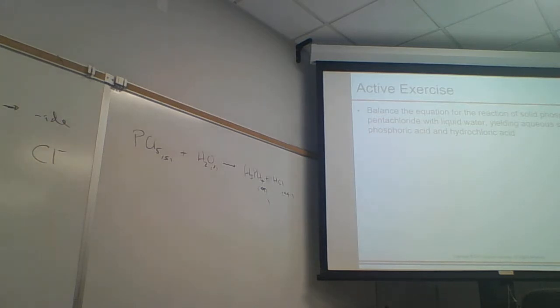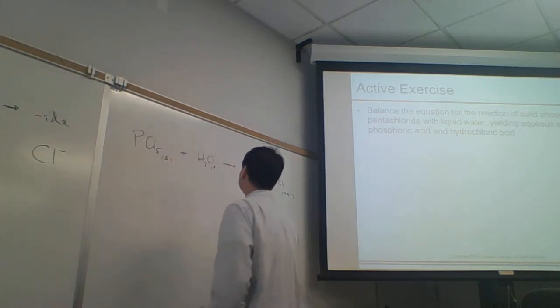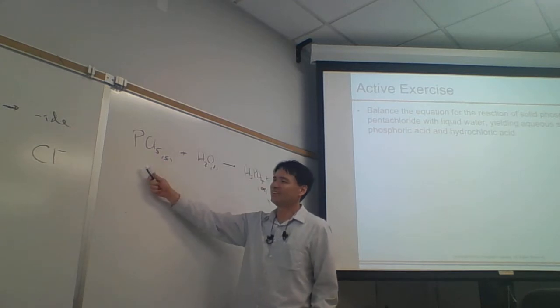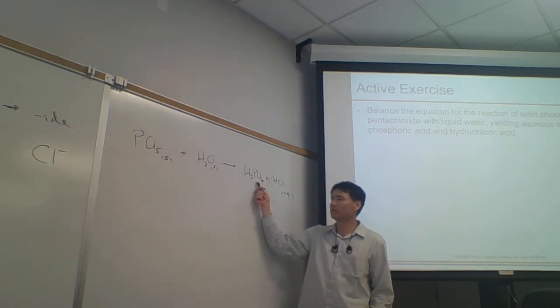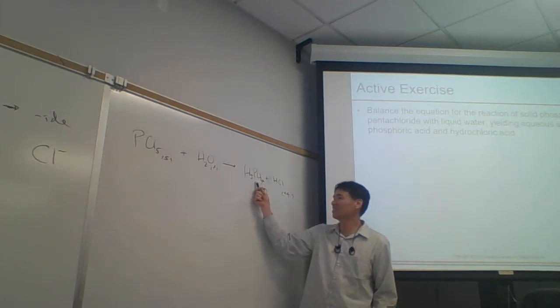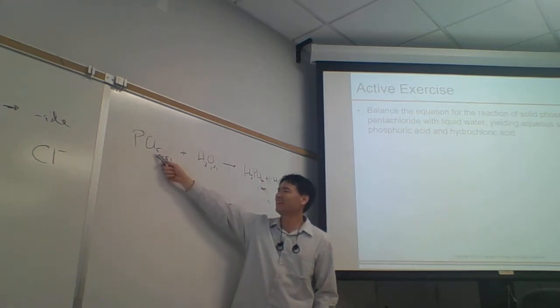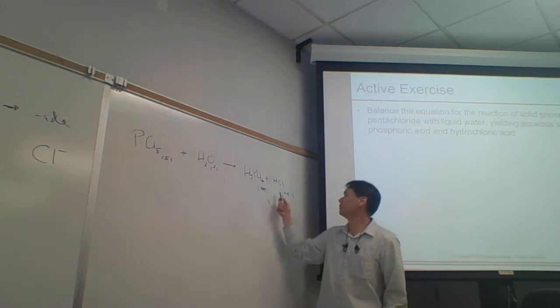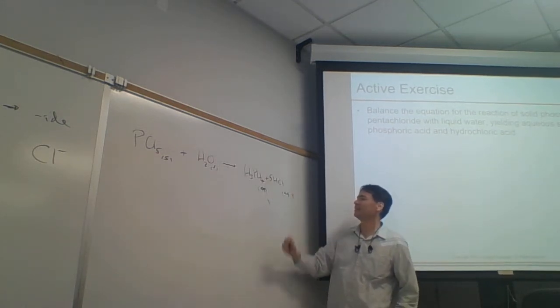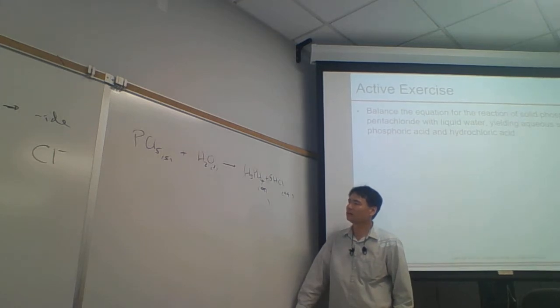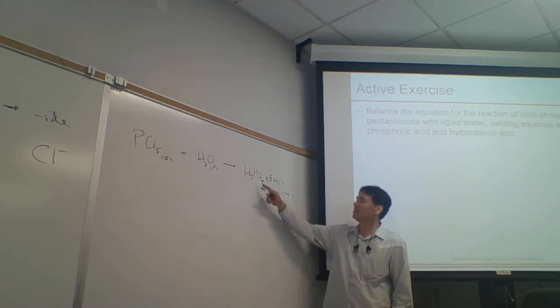All right, let's take a look here. The way I would do it is I got 1 phosphorus here, then over here 1 phosphorus. That's good. The phosphorus are balanced, and we move on to chlorine. 5 chlorines here, but only 1 chlorine here. So you put 5 here, that's good.